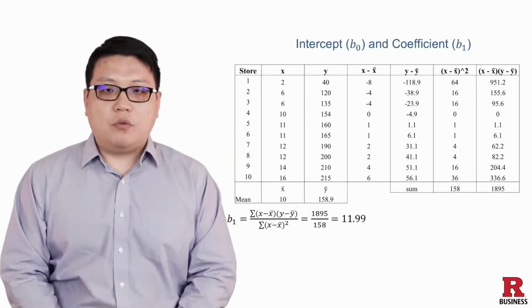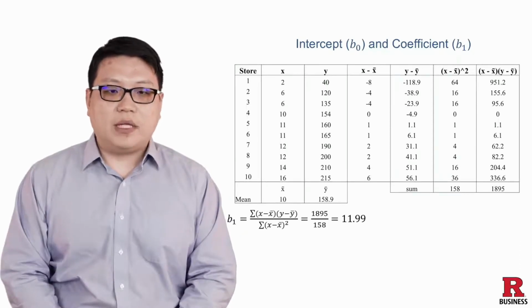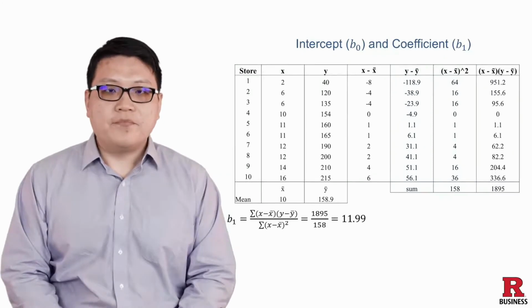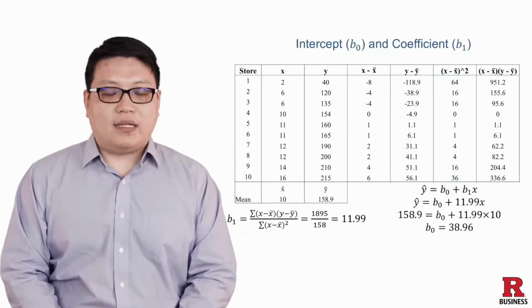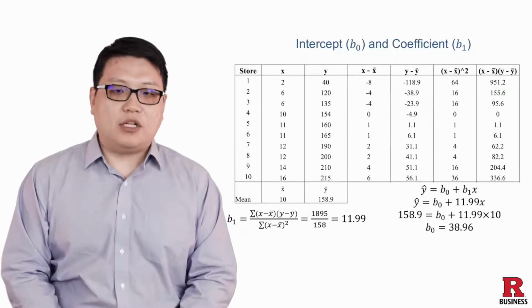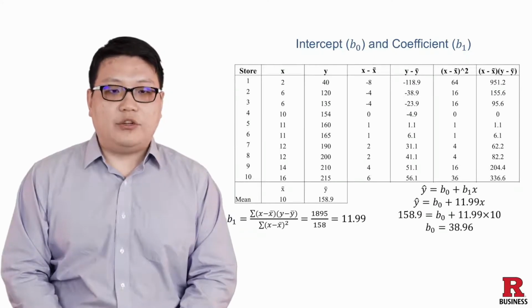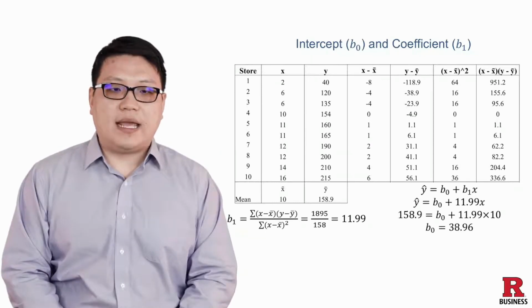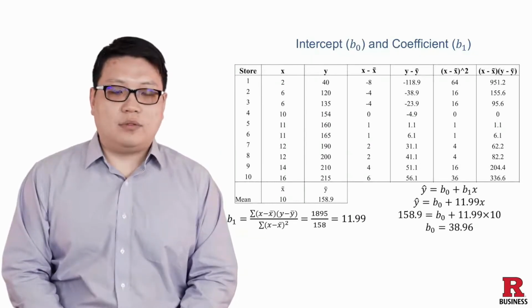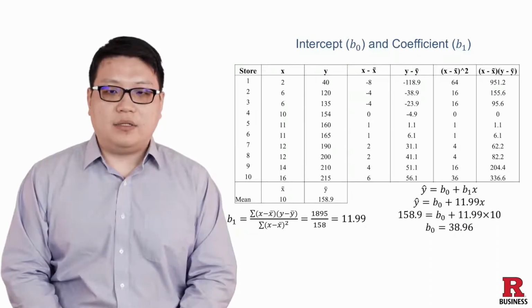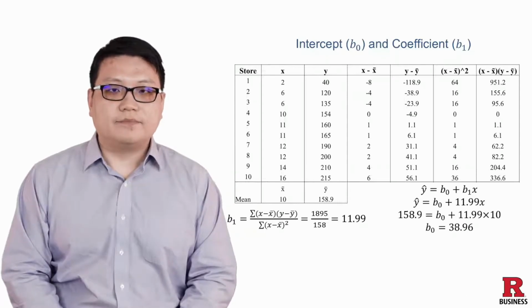So after the calculation, we put the numbers in the formula, and we get b1 equals 11.99. So that means our coefficient is 11.99. Once we get b1, it's fairly easy to calculate the intercept, because we know that this regression line must pass through the average value. So we can put b1 in the equation and then put x equals 10 and y hat equals 158.9 in the equation, and easily we can calculate b0 equals 38.96.